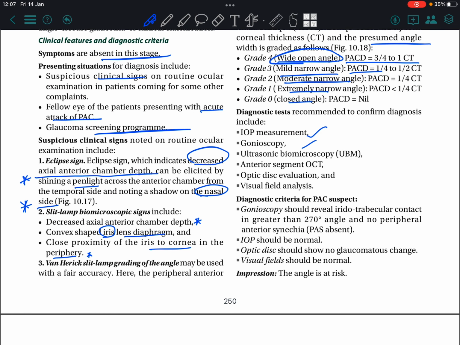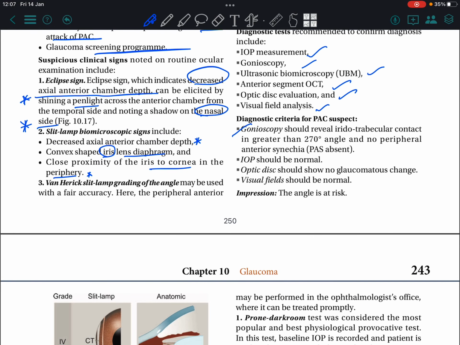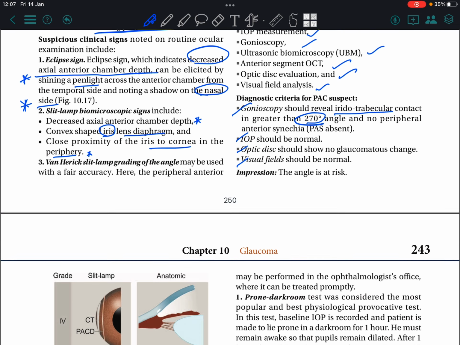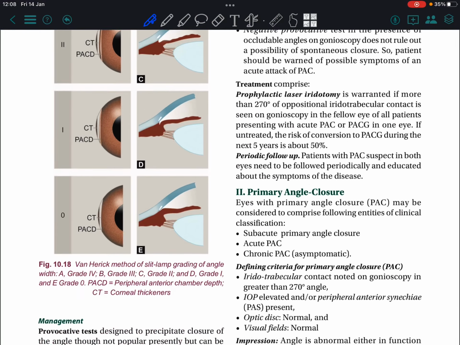Diagnostic tests: IOP measurement, gonioscopy, ultrasound biomicroscopy, anterior segment OCT, optic disc evaluation, visual field analysis, etc. Gonioscopy, IOP, optic disc, visual field. Diagnostic criteria of PACS: gonioscopy should reveal iridotrabecular contact in greater than 270 degrees of angle, no peripheral anterior synechiae. IOP should be normal. Optic disc should show no glaucomatous changes. Visual field should be normal. Impression: the angle is at risk.